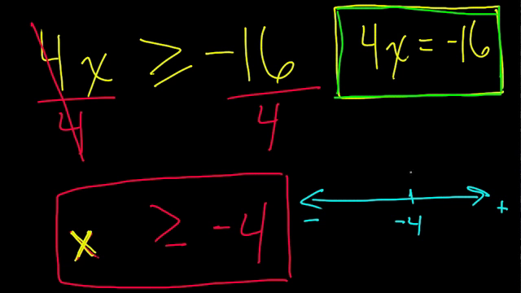So I draw a circle above the negative 4 that indicates my starting point. I fill that circle in because x can equal negative 4. If this just said x is greater than negative 4, I would leave the circle open. And then I draw an arrow to the right because my x values include all numbers that are greater than negative 4, like negative 3, negative 2, and so forth.